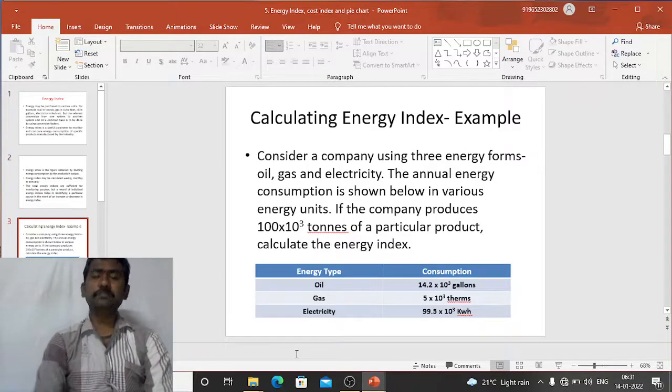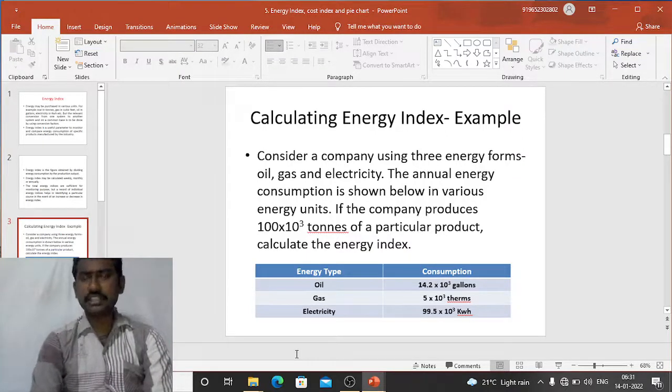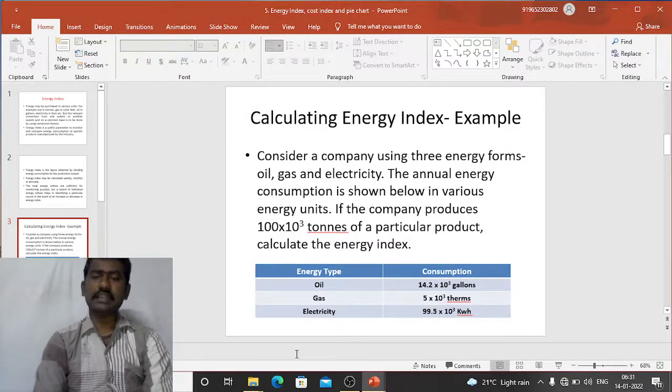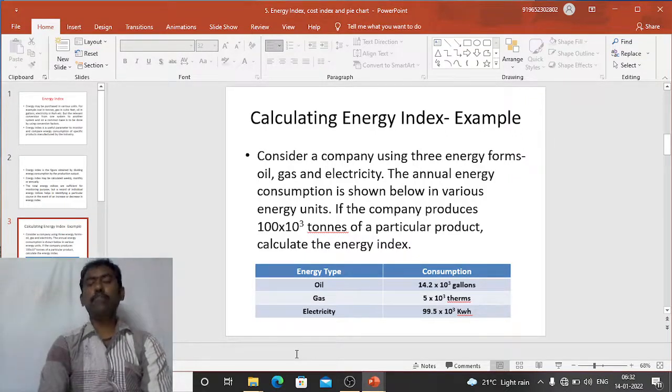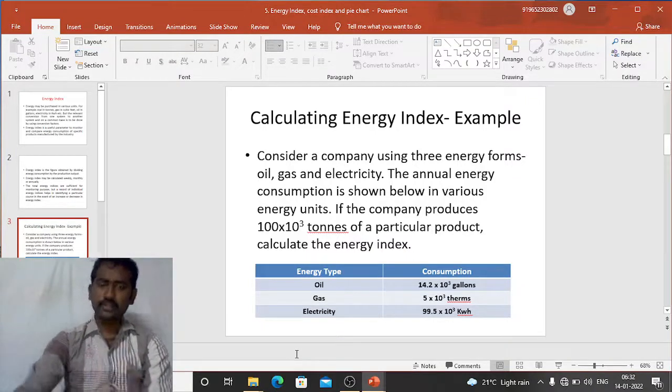Let us calculate the energy index with one example. Here is one industry with three energy forms: oil, gas and electricity. The annual energy consumption is shown in various energy units: for oil 14.2 into 10 cube gallons, for gas 5 into 10 cube therms, and for electricity 99.5 into 10 cube kilowatt hours. The company produces 100 into 10 cube tons of a particular product as total output.